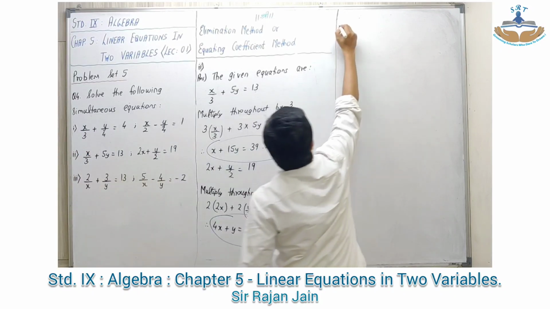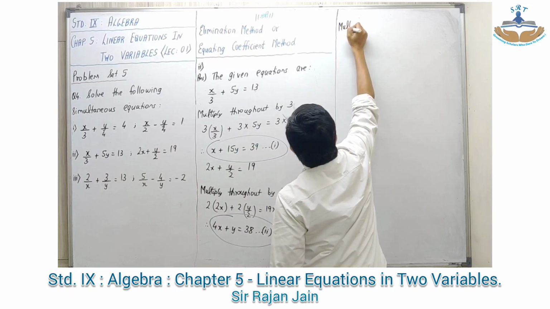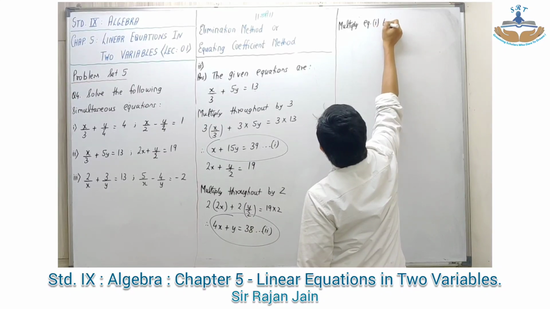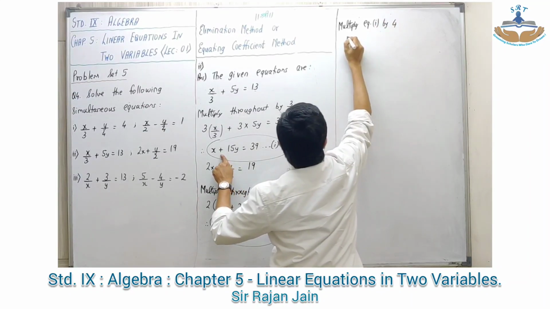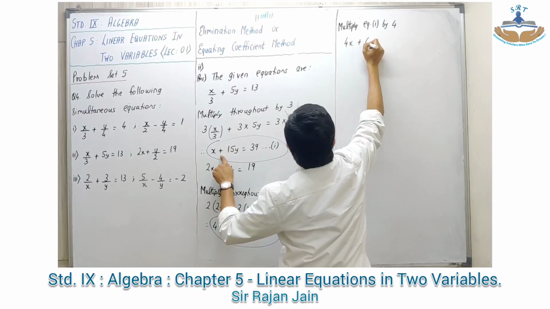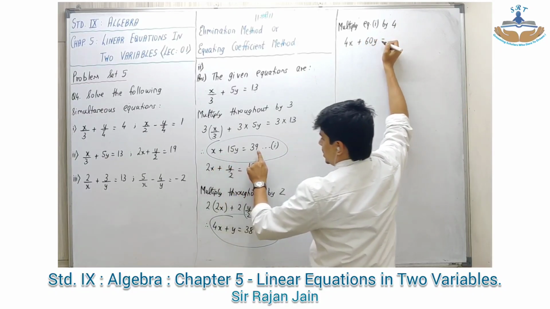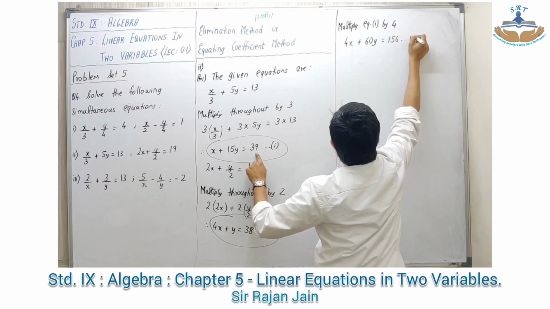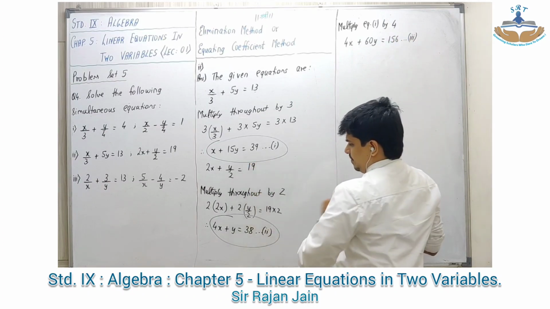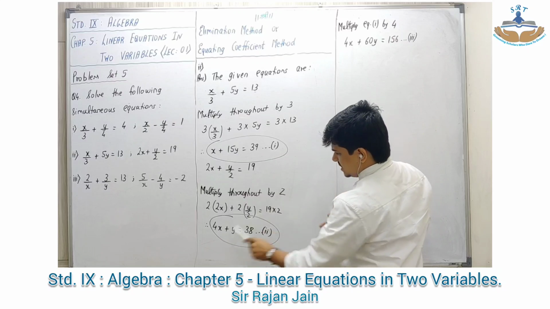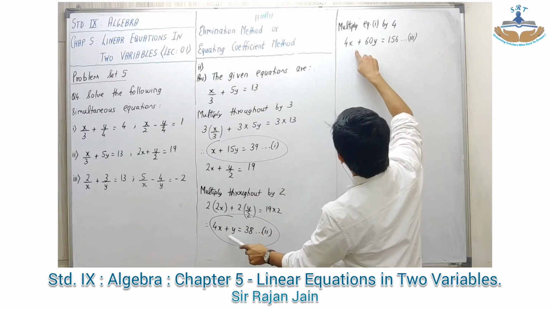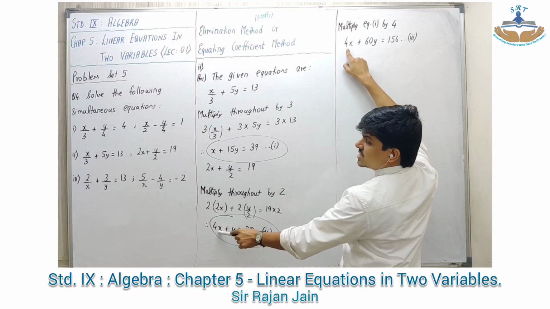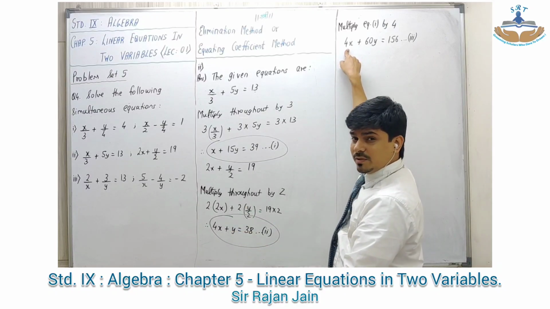So I say multiply equation 1 by 4. So what will this become? 4x plus 60y is equal to 39 into 4 will give you 156. Okay, now the coefficient of x is the same in this equation and this equation. So you subtract the two equations because they have the same sign. To eliminate, you have to subtract.